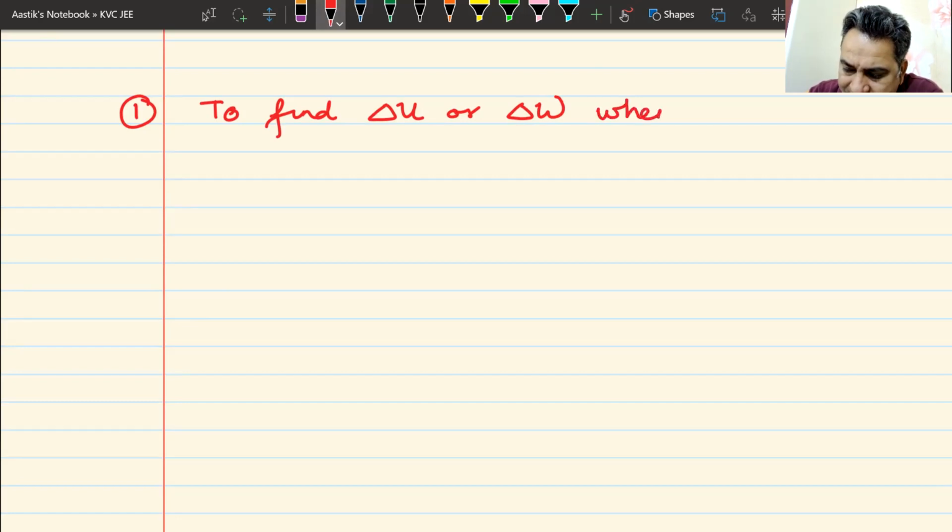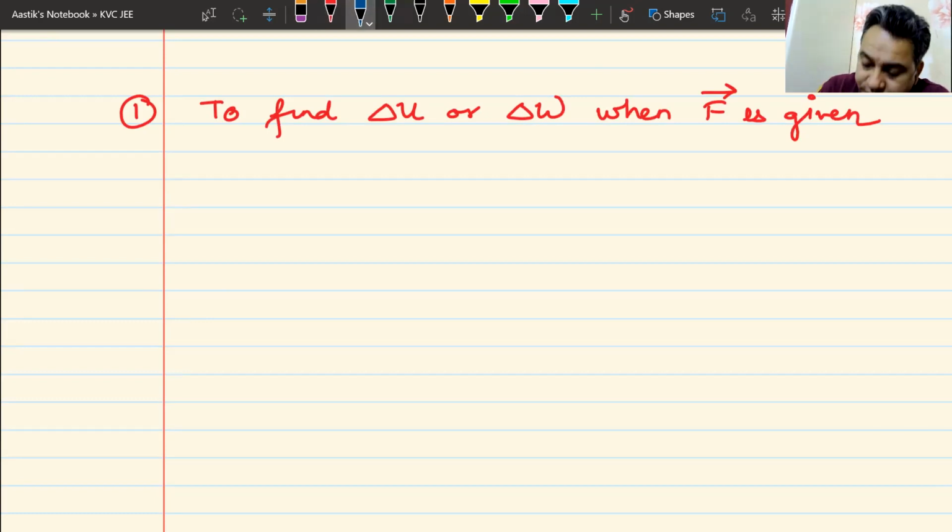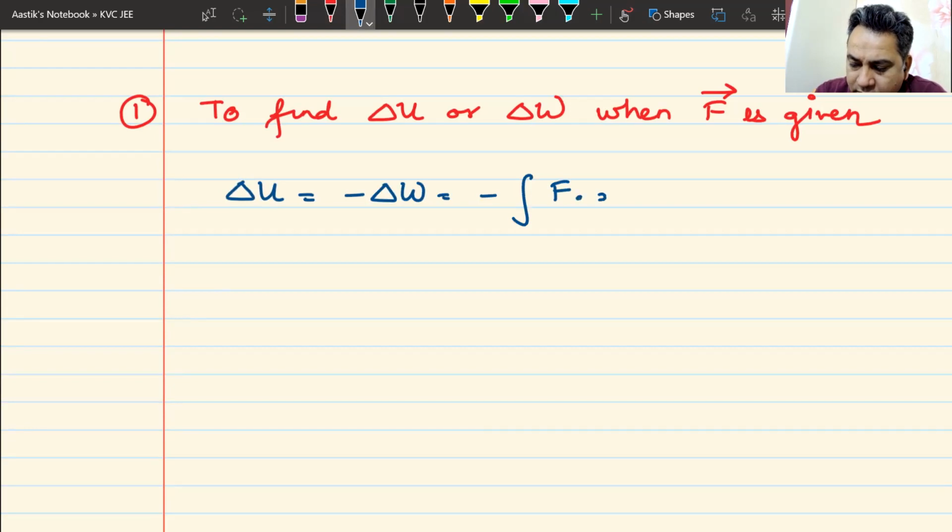when force is given, when force in vector form is given. We have done this many times, but again, we'll just summarize it. How will I find this out? Now, we'll find it out in this way. Change in potential energy is negative of work done by the conservative force. So it will be negative of F dot dr calculated from the position R1 to position R2.